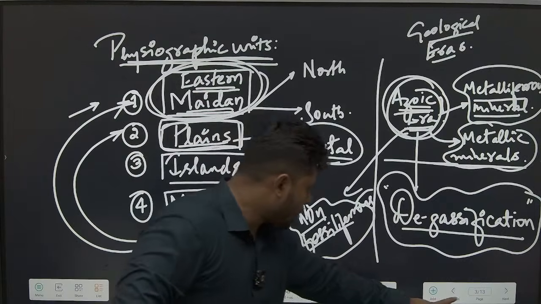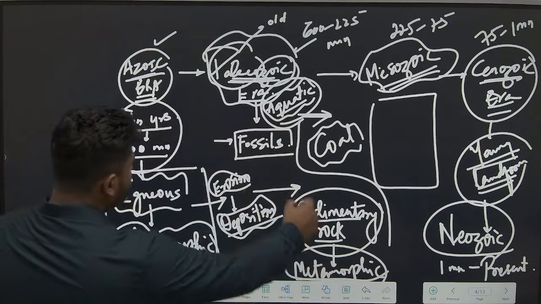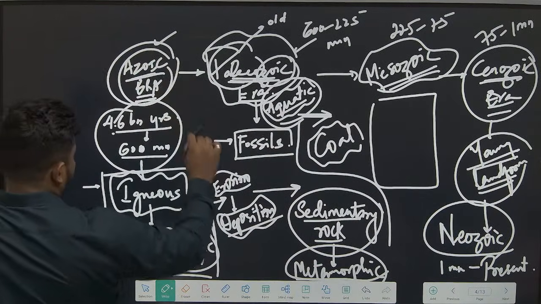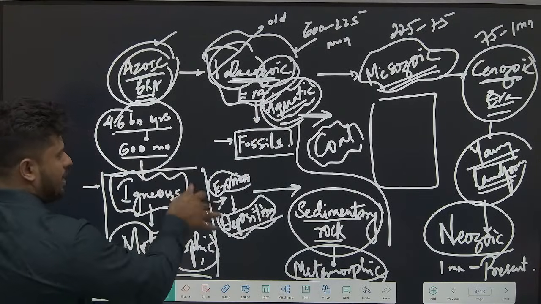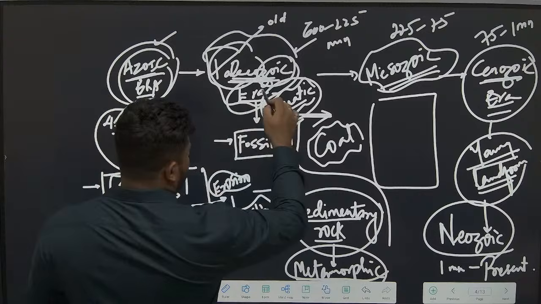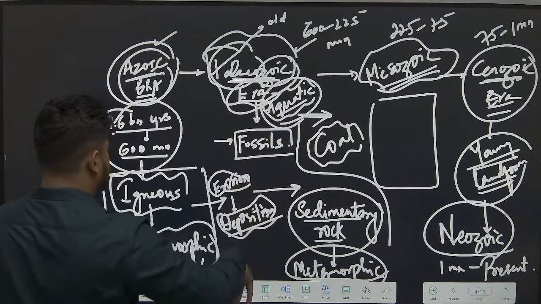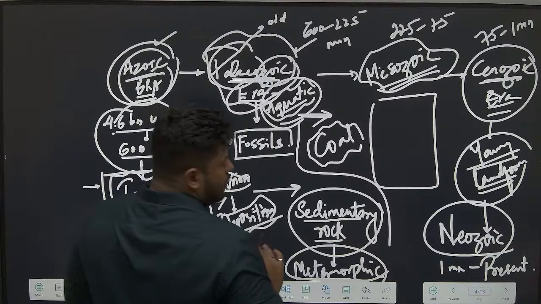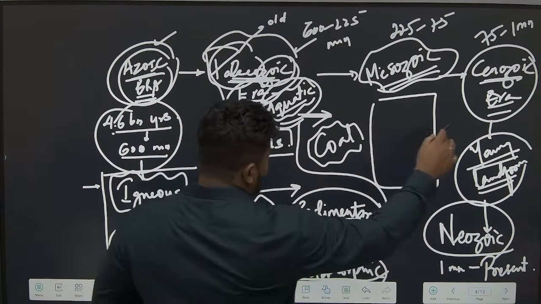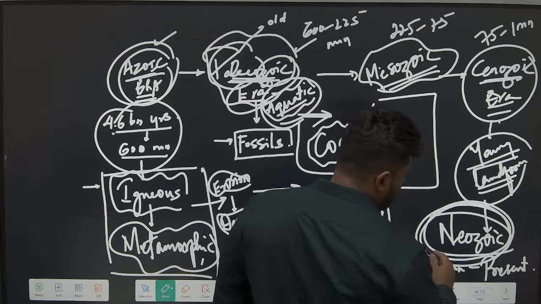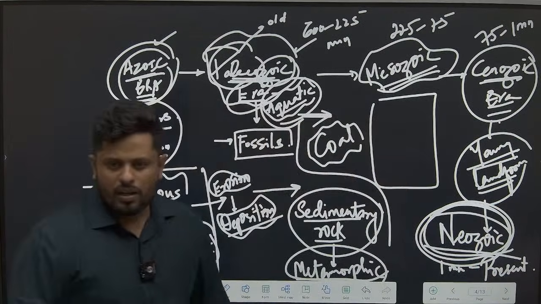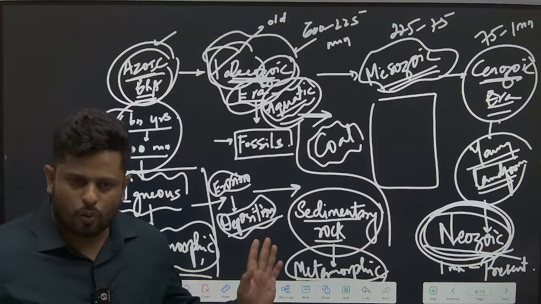And if you know this, in the Azoic era you will get metalliferous minerals, probably metallic minerals also. Paleozoic era, forget about this. Not much of this has happened in Karnataka, so we are not supposed to know it with respect to Karnataka. Cenozoic era, Neozoic era, yes, to a certain extent we have this imprint, so we will get a number of depositional features such as the coastal plains.